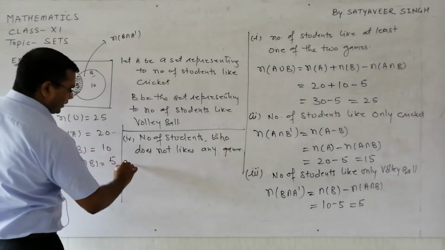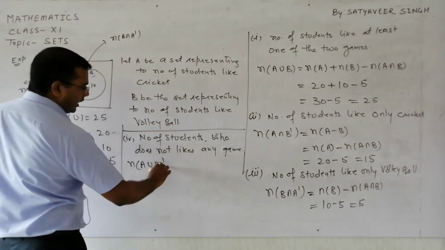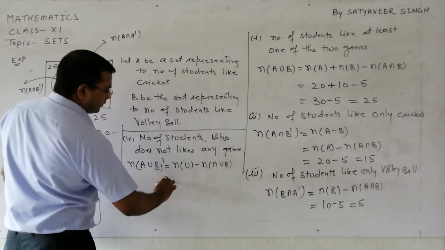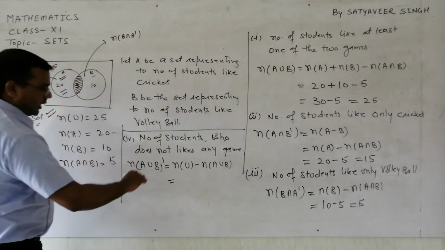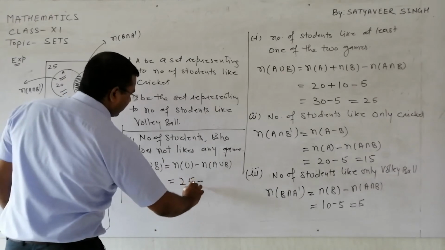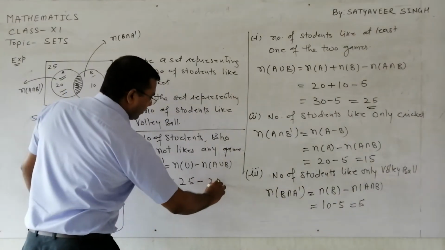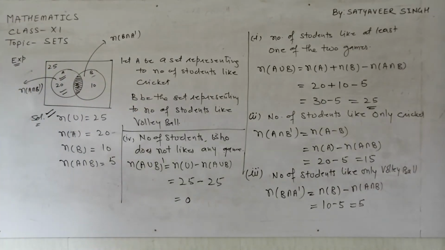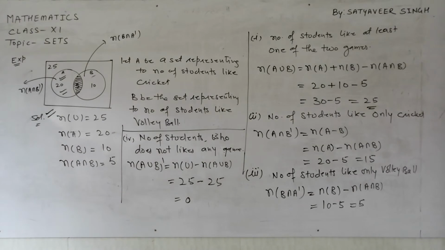So if you want to find this, by set notation we are talking about A union B complement, and it will be equal to n(U) minus n(A union B). So you can see now the value of n(U), the universal set, is 25, and this value we also calculated, it is also 25. So we got 0 as the answer. 0 means there is no student who does not like any game, meaning all the students either like cricket or like volleyball. So this is one of the good examples.